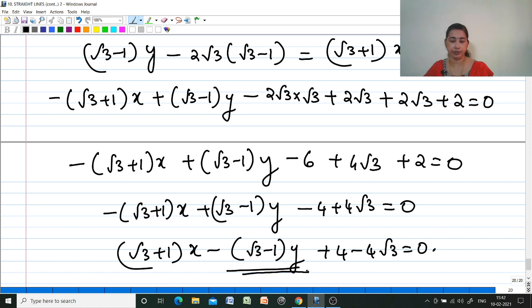That is the equation. So we have to write it in the form ax plus by plus c equal to 0. So a term into x plus another term into y plus c, that is a constant, equal to 0 is the form of the equation of a straight line.